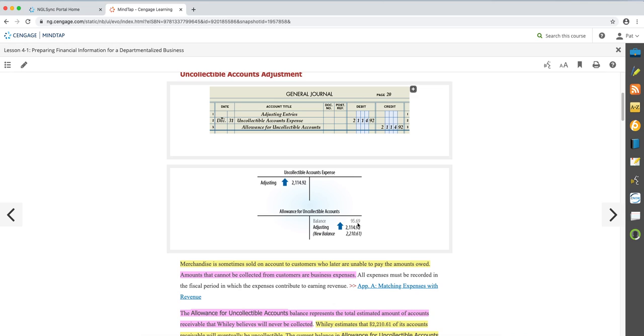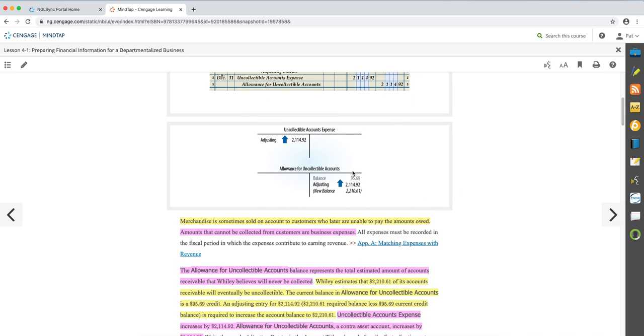So you can see we had 95.61. They estimate 2,210.61. We don't want to put that in there because we already have 95. That carries over and is involved in this number. Sometimes you will receive it later. So we take that 95, that's part of this number. So we already have 95 in there. We subtract it to get our new balance. We just got to debit the expense.